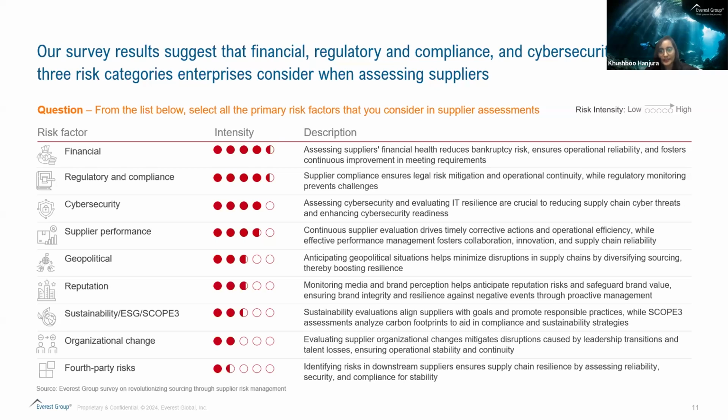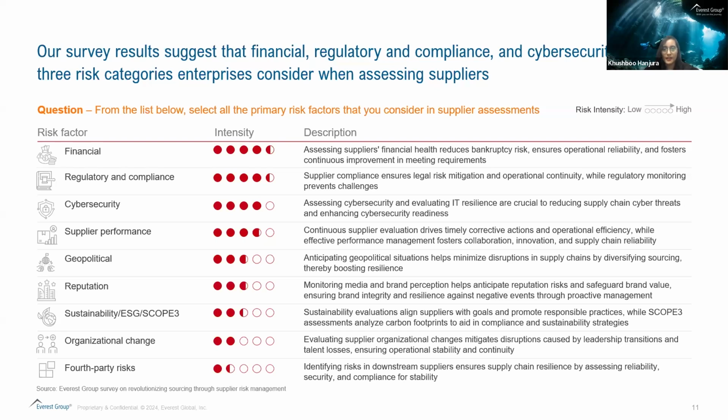Then, of course, organizational change in terms of any leadership transitions or talent losses is also something which essentially helps to understand disruptions and maintain operational stability. And of course, the fourth party risks, it's crucial to identify all your downstream suppliers to maintain that supply chain resilience.